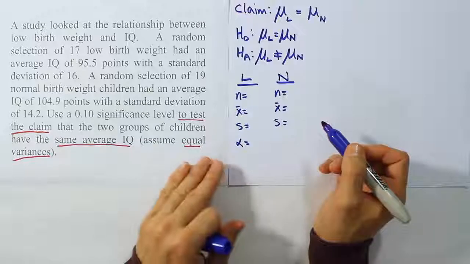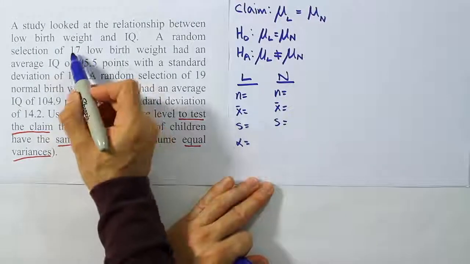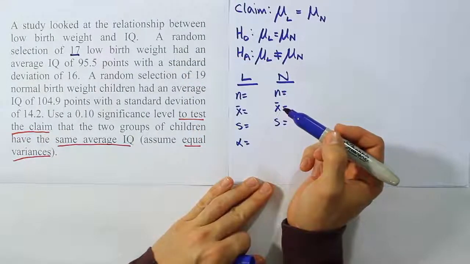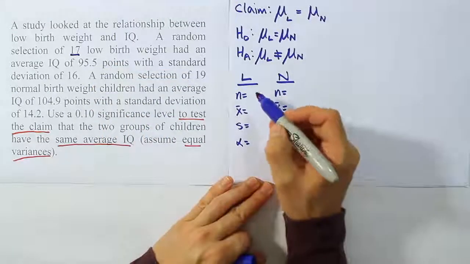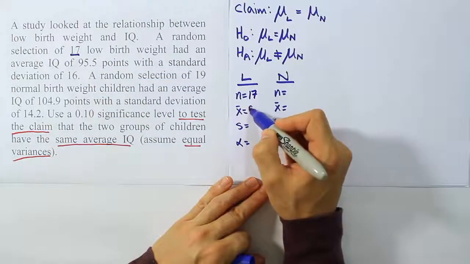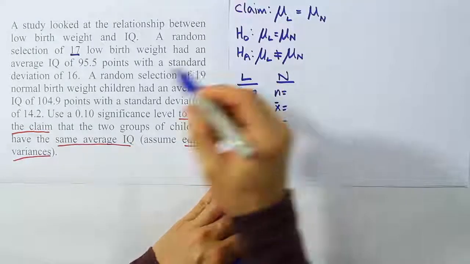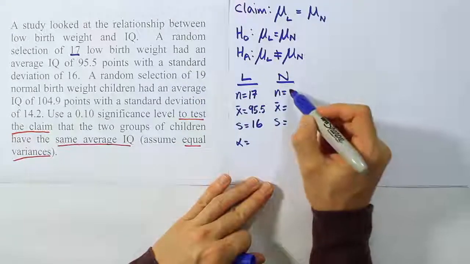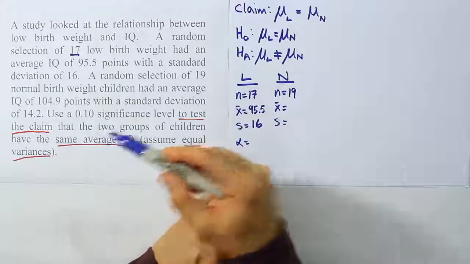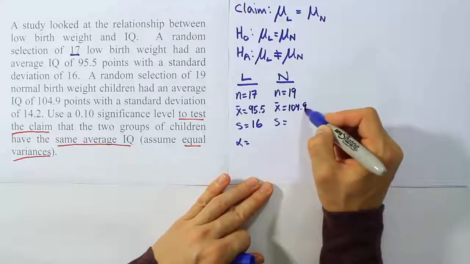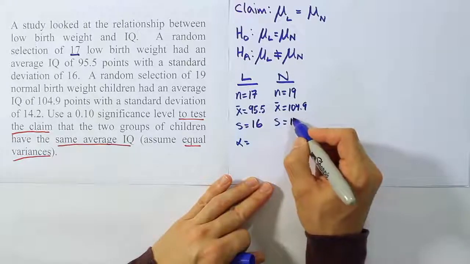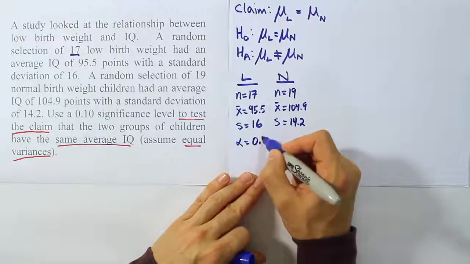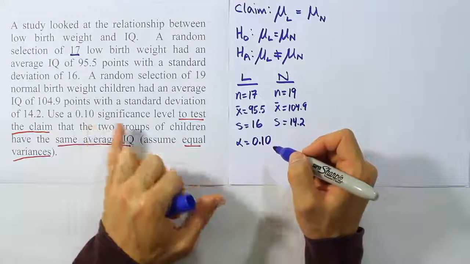So let's talk about the n in the problem. What are the n's? So this is a random selection of 17 low birth weight children. They left out the word children there, but it's okay. 17 low birth weight children had an average IQ of 95.5. So we have 17 low birth weight children. The average for that group was 95.5 with a standard deviation of 16. So we say that the s here is 16. Then a random selection of 19 normal birth weight children, right? Had an average IQ of 104.9, right, with a standard deviation of 14.2. And they say here that the significance level is 10%, so 0.10. That's our significance level, 10% significance level.